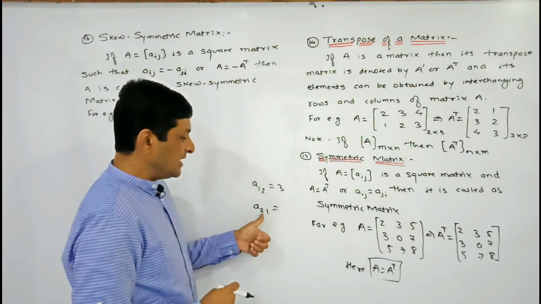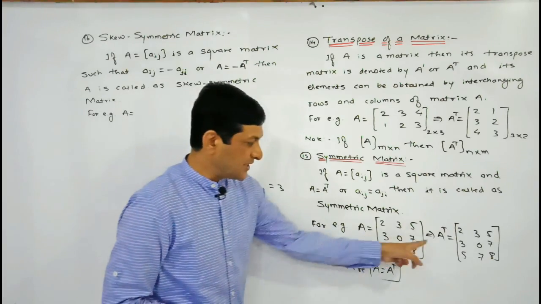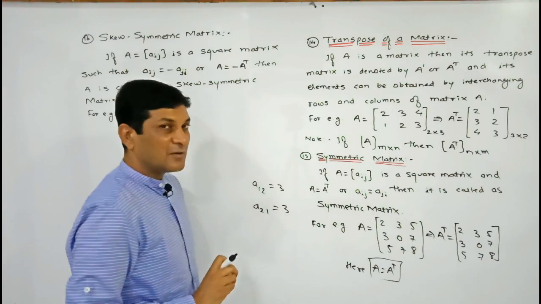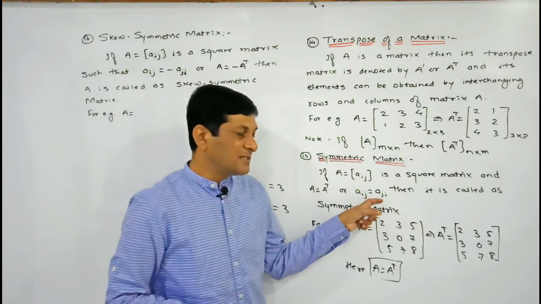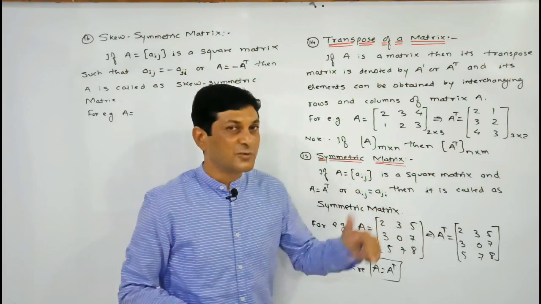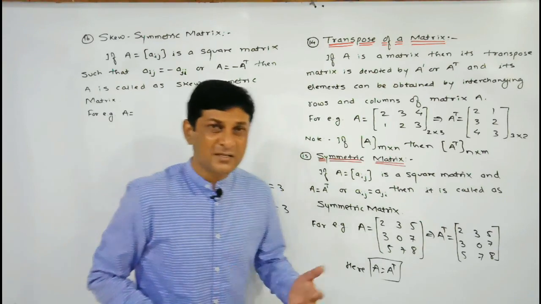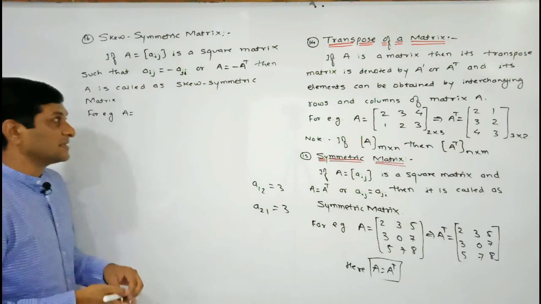So now check the element in second row and first column. Second row and first column, is it equal to 3? Yes, Aij and Aji are equal. If the elements satisfy this condition, at that time also we can say that the square matrix is a symmetric matrix. Now let us discuss skew symmetric matrix.